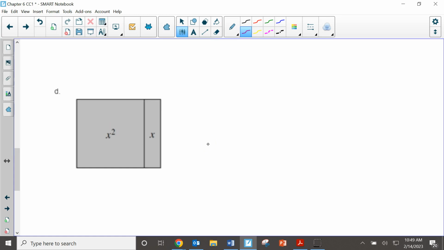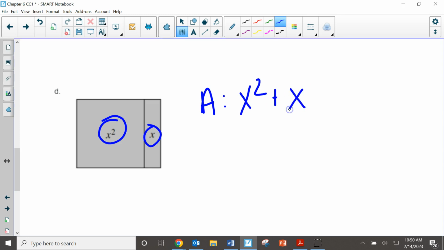Okay. This one down here, I always start with area because I feel like it's kind of already done for you. Just adding those two, x squared plus x. And again, I cannot combine those because one has an exponent attached to it and the other doesn't. Now, if the other one did, then I could combine them. But they're 2 different types of numbers.